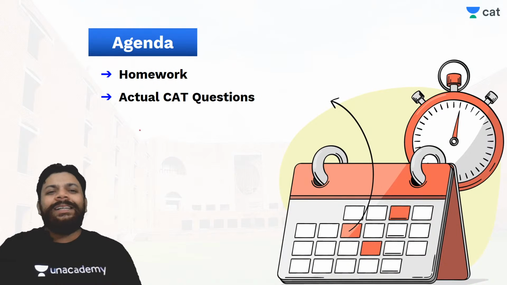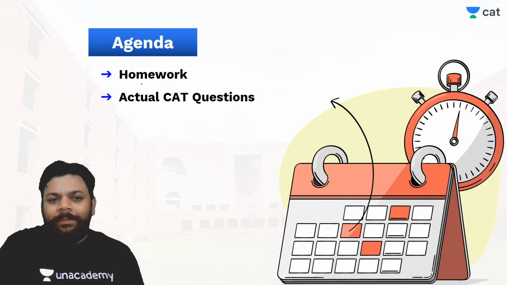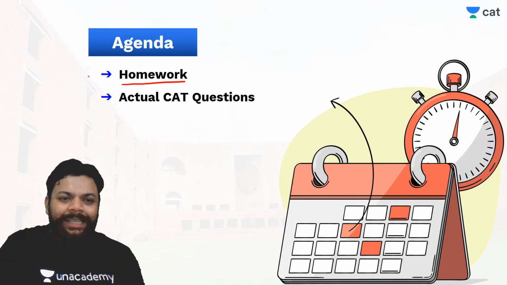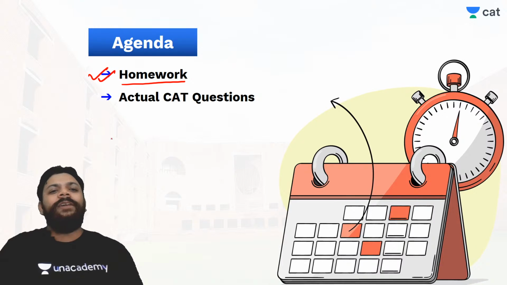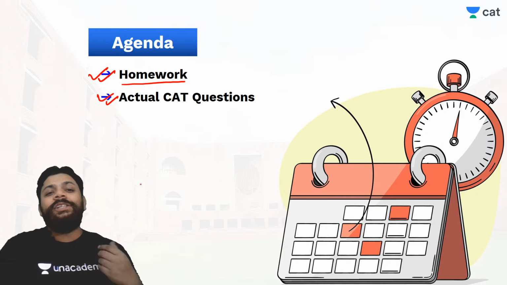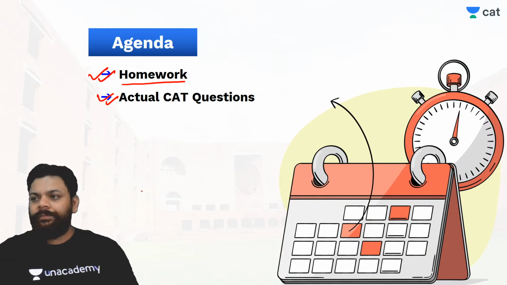So these are the agendas of today's session. First of all, I had given a homework in yesterday's session. So we'll see that question first, and after that we'll see actual CAT questions on ratio, proportion, and variation.